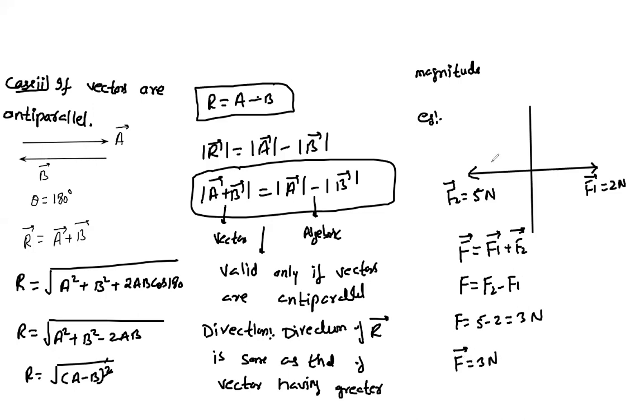So what's the direction? This is east and this is west. 5 Newton is acting towards west. So this is 3 Newton due west. That's the final answer. Is it clear? Whenever we have vectors acting in opposite directions, anti-parallel vectors, instead of using the entire parallelogram law, we will directly subtract their magnitudes. Just note it down, then we'll do the next topic.